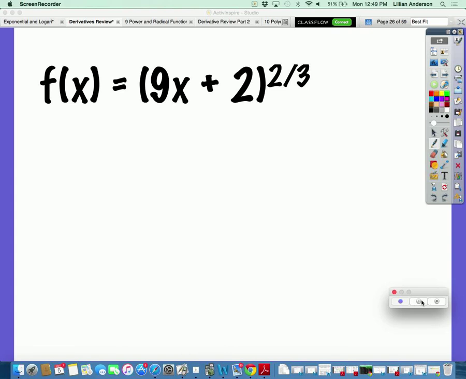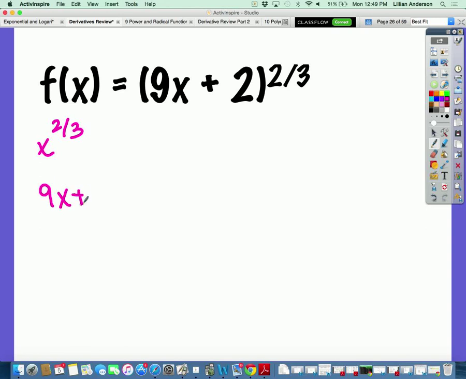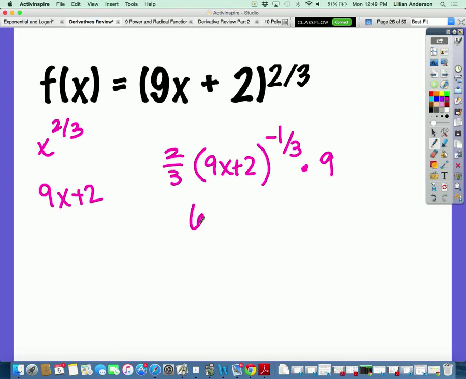So, you have your outside function, you have your inside. What's the derivative of the outside? And you multiply, and what technically is x? The 9x plus 2. So then you multiply by the derivative of the inside. What's the derivative of 9x plus 2? 9. So then you multiply. What's 2/3 of 9? 6.